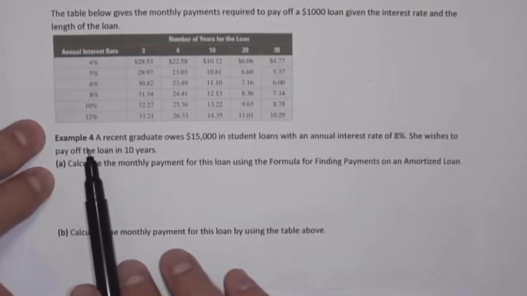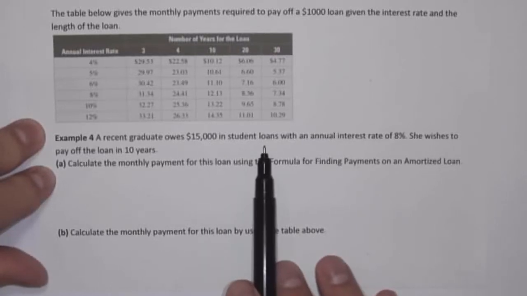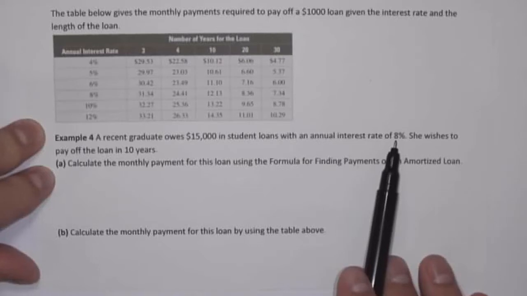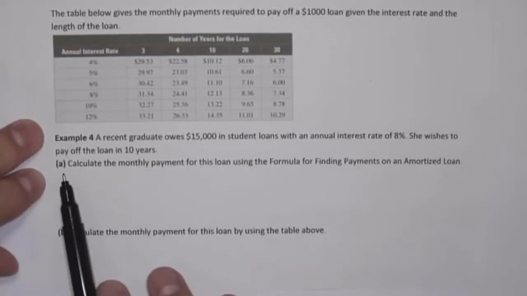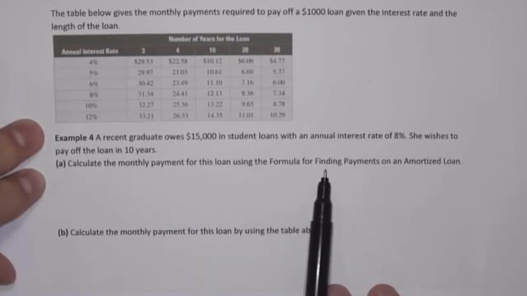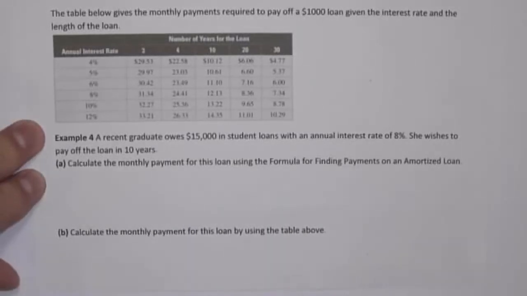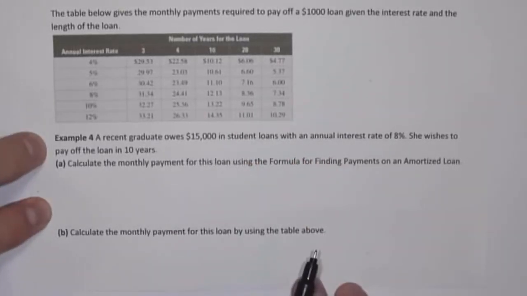So in example 4, a recent graduate owes $15,000 in student loans with an annual interest rate of 8%. She wishes to pay off the loan in 10 years. A. Calculate the monthly payment for this loan using the formula for finding payments on an amortized loan. And then in B, we want to calculate the monthly payment for this loan using the table above.